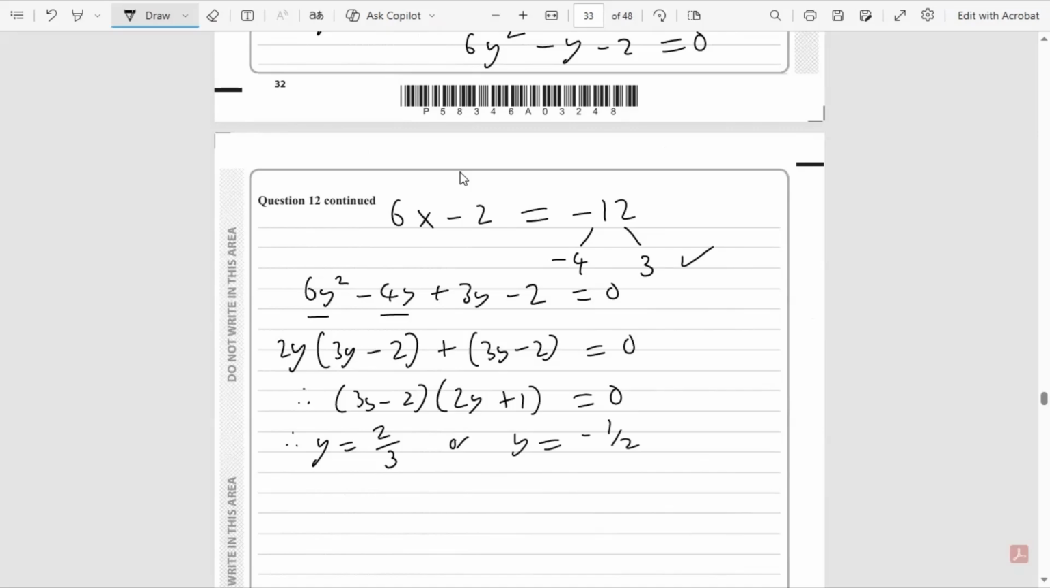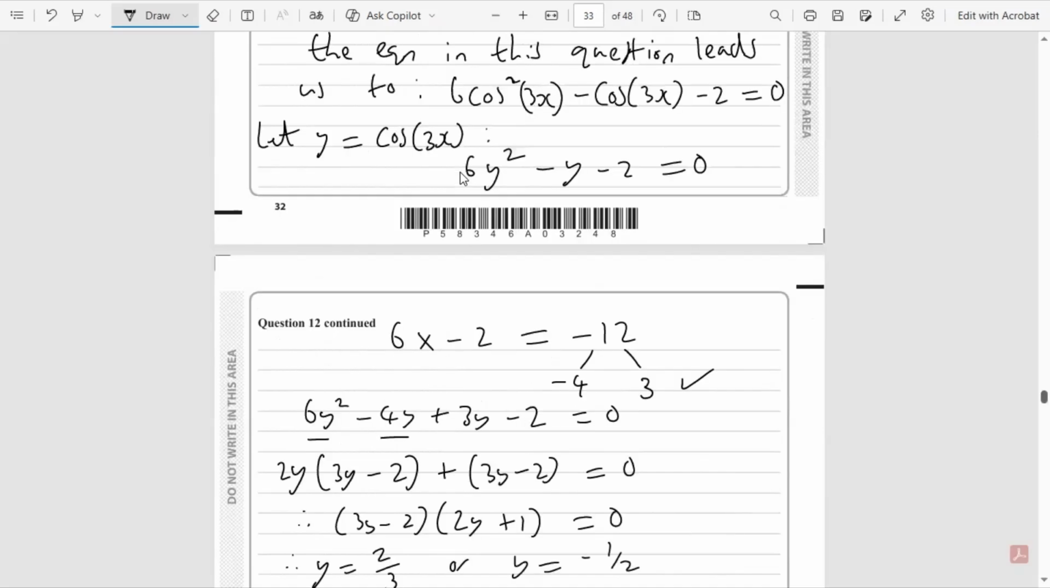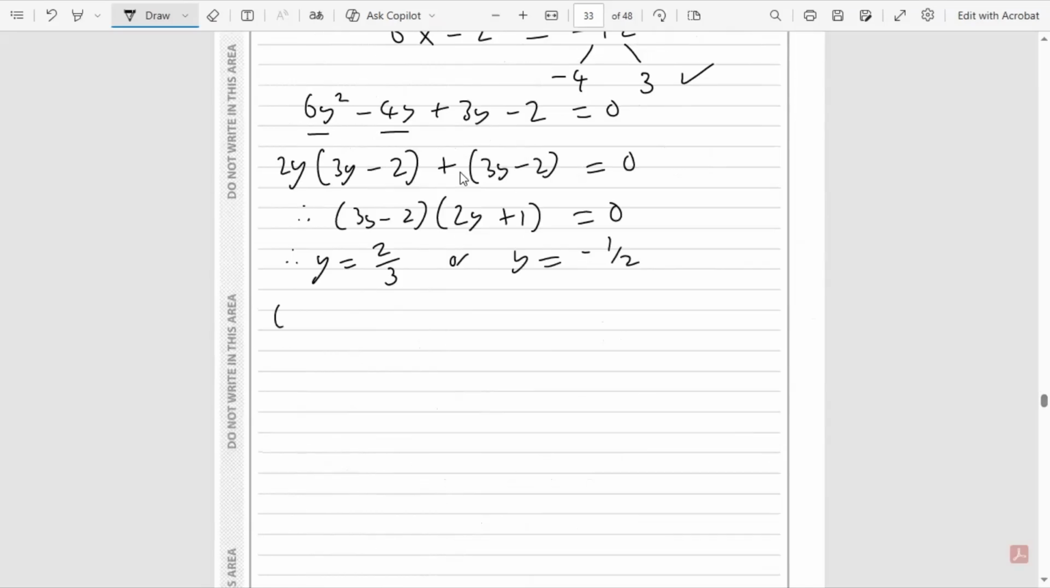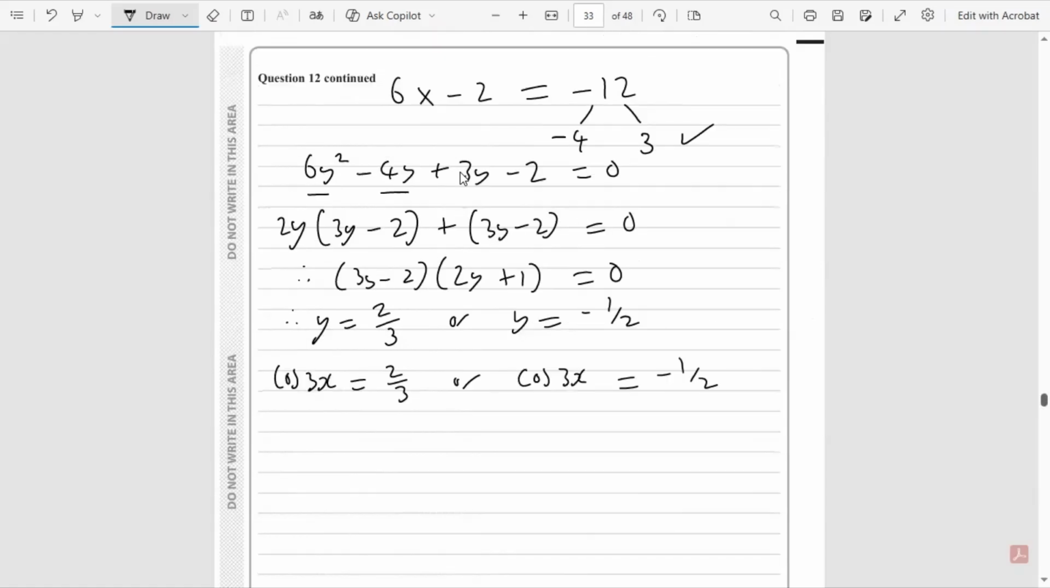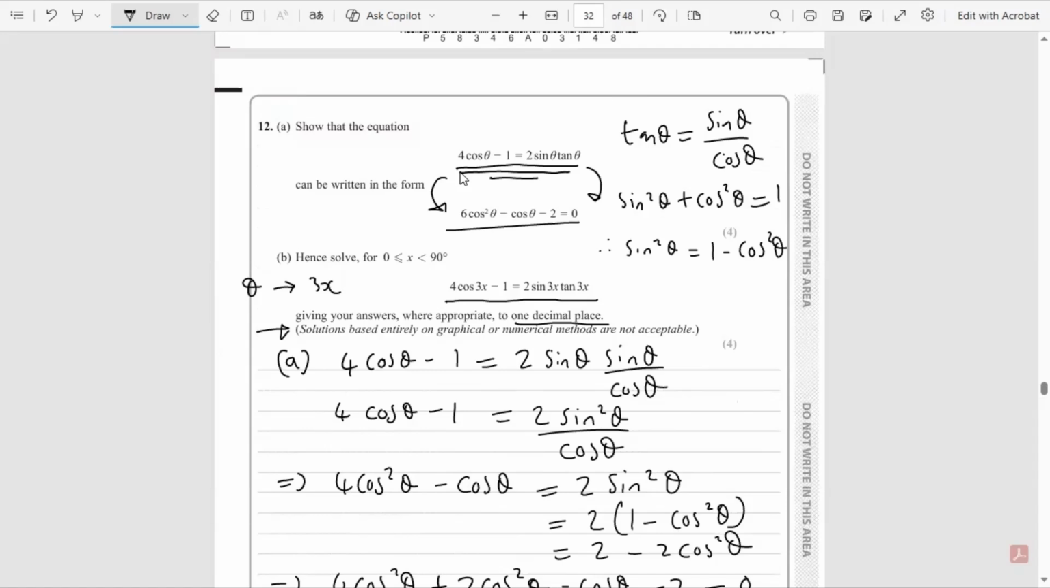Now, we know from before that obviously y is cos 3x. So now we can sub in cos 3x. Cos 3x here is 2 over 3 or cos 3x is equal to minus 1 over 2. Perfect. Now, I'm just going to go back and underline the range of x values we have to solve for. So our solutions have to be between 0 inclusive and 90 not inclusive.